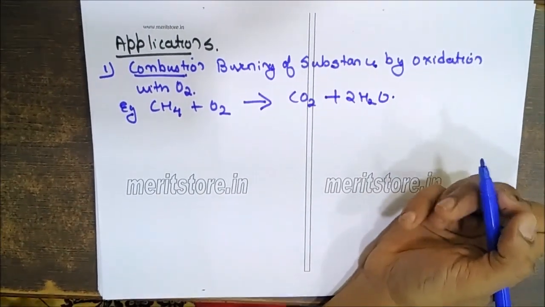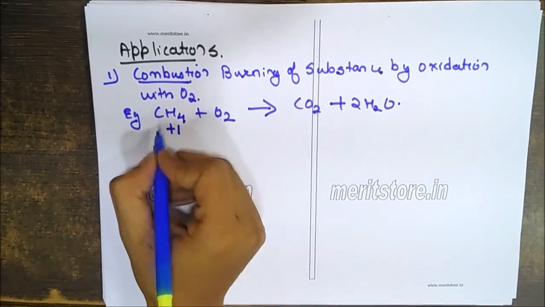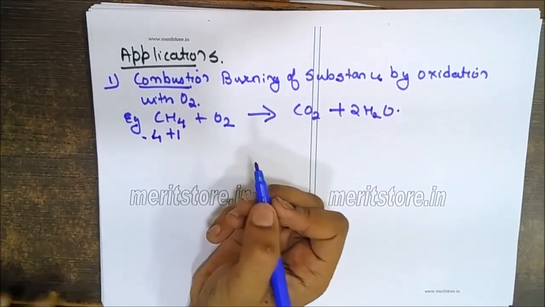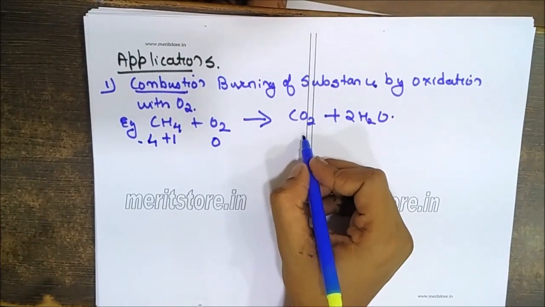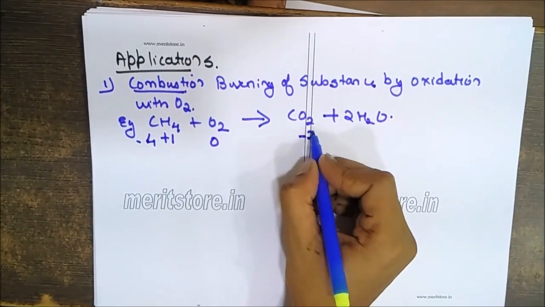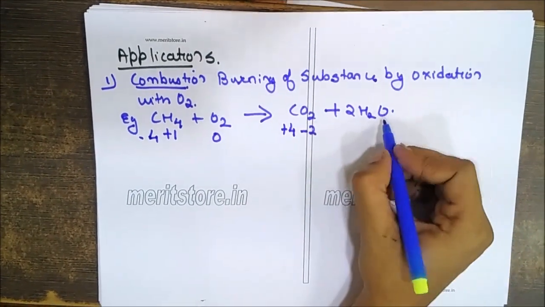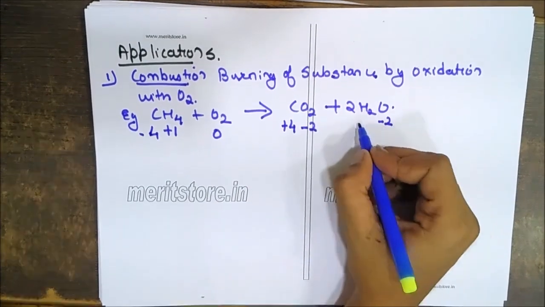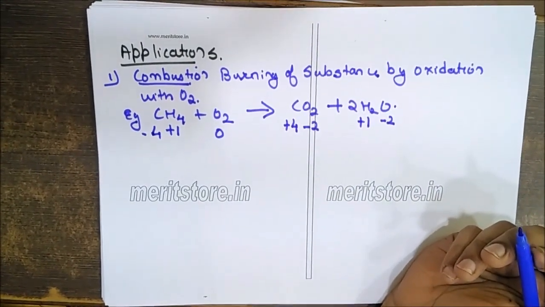Okay, now if we assign oxidation number to each, see, this is plus 1, plus 4. So, here it will be minus 4 since it's a neutral molecule. Any atom in free state would have oxidation number 0. This is minus 2. Minus 2 into 2 is minus 4. So, to nullify, this becomes plus 4. Now, here again, this is minus 2. Minus 2 into 2 is minus 4. And hydrogen we know is plus 1. Alright. So, let's look at the change in oxidation number.